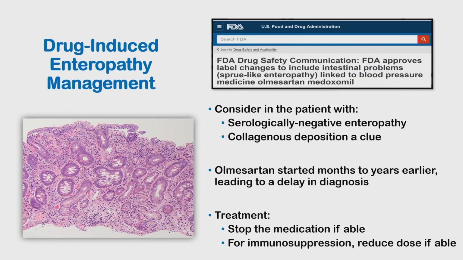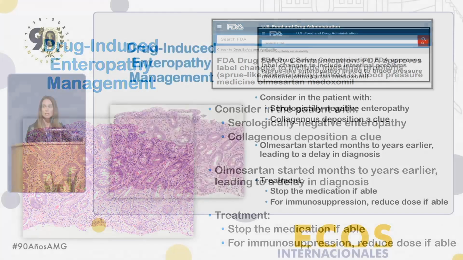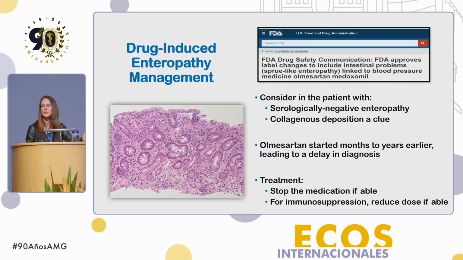So remember, in a patient with a drug-induced enteropathy, first consider this in any patient who's serologically negative. Like I mentioned, an extra thick collagen band can be a clue to a drug-induced cause, although it's not always there. Like I mentioned with olmesartan, this can be started years prior to the onset of symptoms, which often leads to a delay in diagnosis.